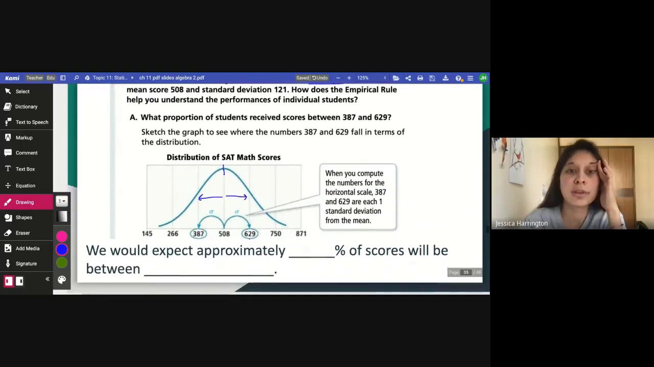First question. What proportion of students received scores between 387, here's 387, and 629? Well, if I look at that, those are both one standard deviation away. So I would say 68%, because that's what the empirical rule tells us, will be between 387 and 629.